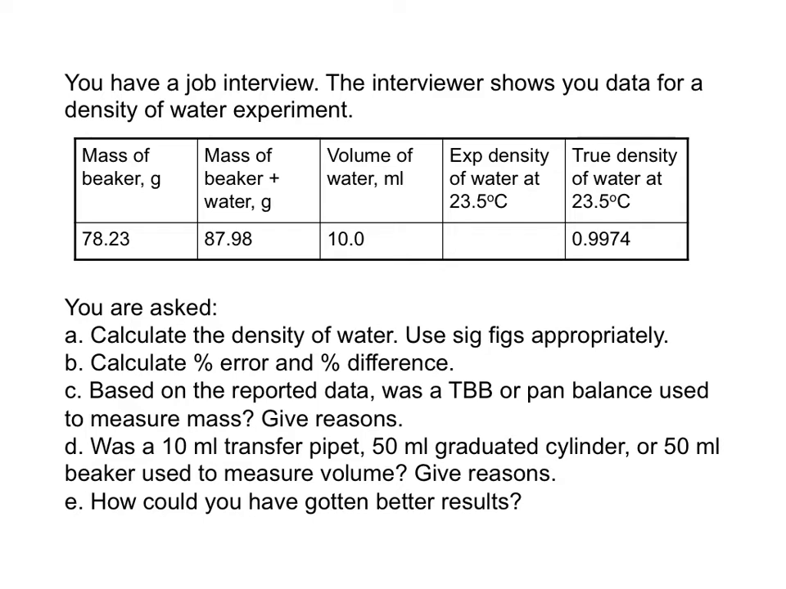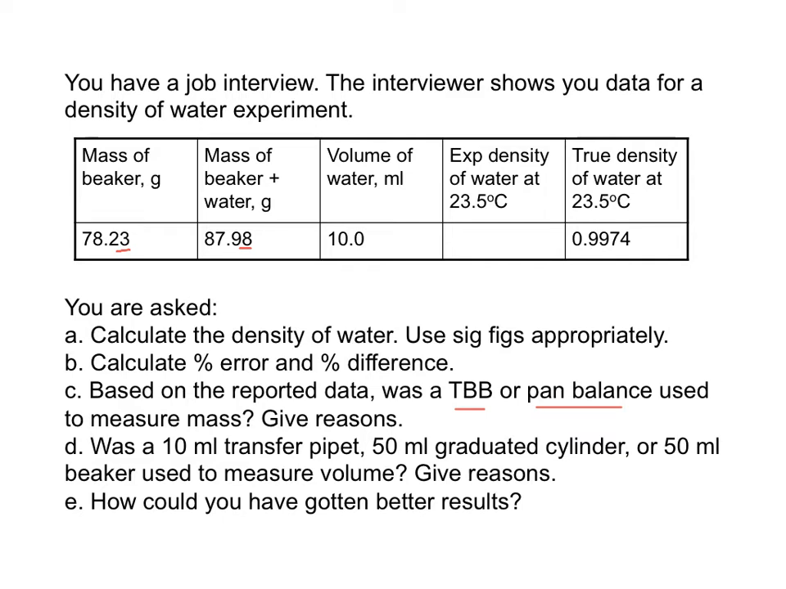Mass is reported at 2 decimal places. That means the uncertainty is in the hundredths place. The uncertainty in mass using a triple beam balance or pan balance is in the hundredths place, so we actually cannot tell which measuring device is used.